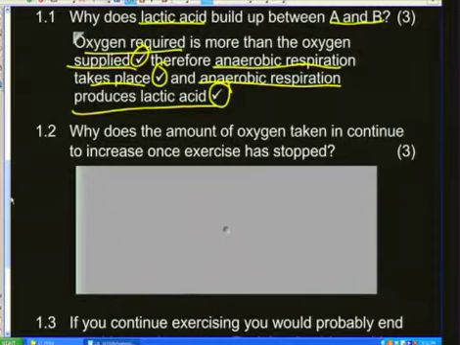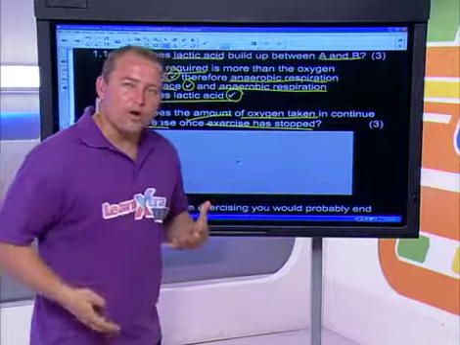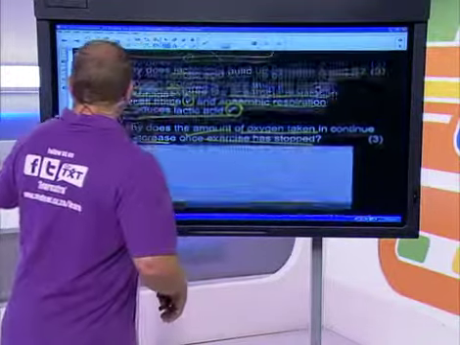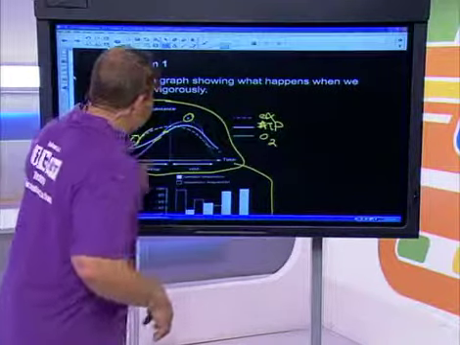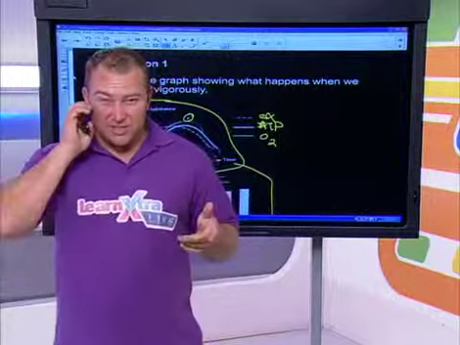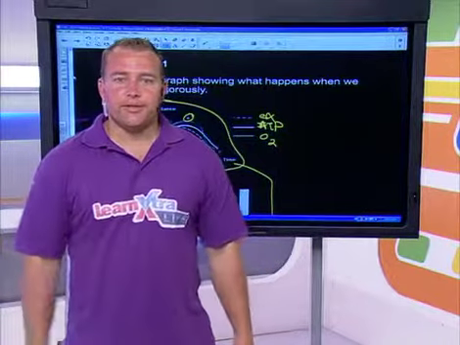Why does the amount of oxygen taken in increase once the exercise has stopped? So why do you carry on breathing? Okay, so the whole point of this is, why is it that when you finish exercise, say you run a 100-meter sprint, when you finish, why don't you run past the line and just stand normally?